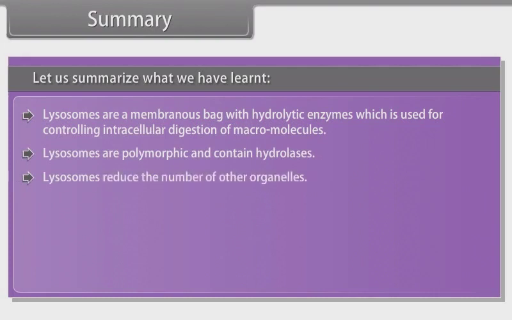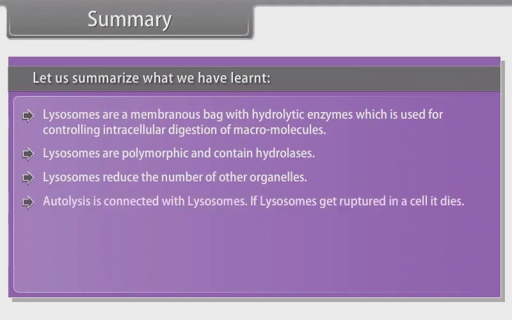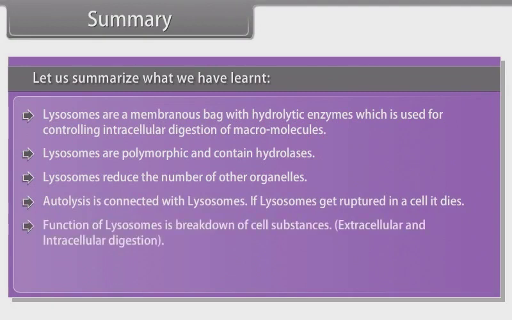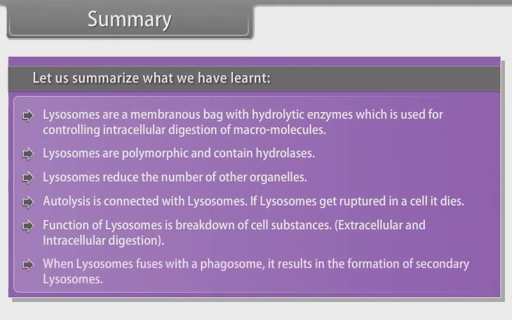Lysosomes reduce the number of other organelles. Autolysis is connected with lysosomes. If lysosomes get ruptured in a cell, it dies. The function of lysosomes is breakdown of cell substances. When a lysosome fuses with a phagosome, it results in the formation of secondary lysosomes.